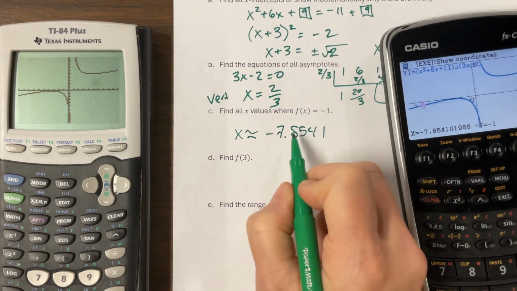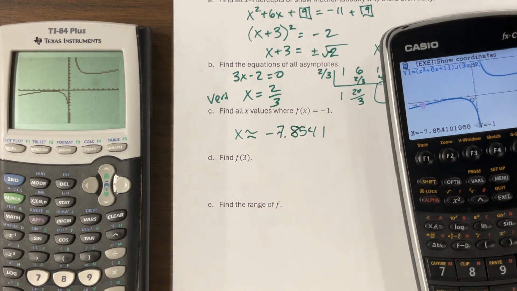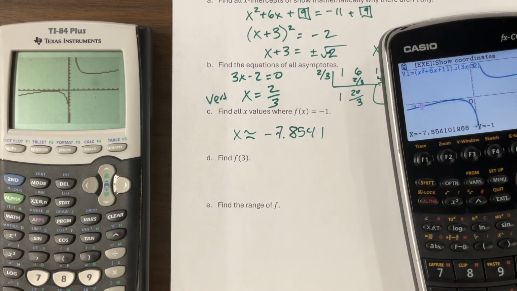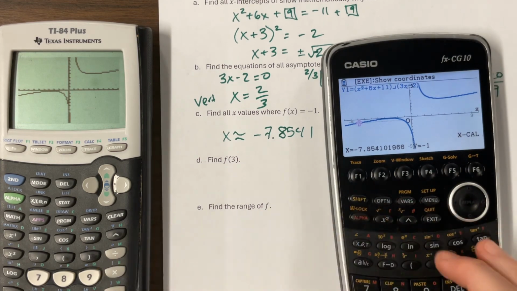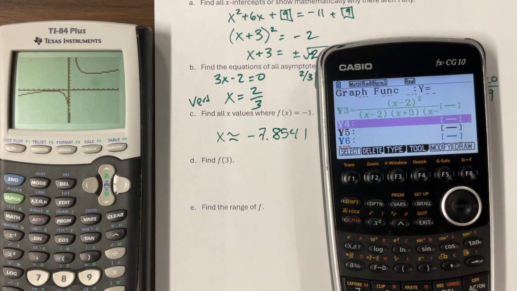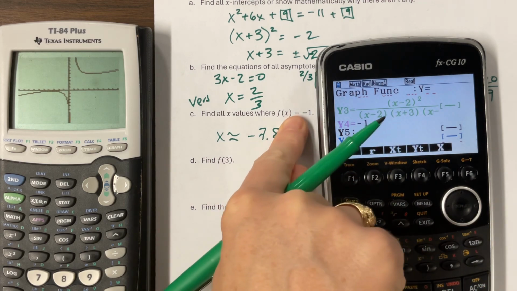-7.8541. Get used to doing 4 decimal places, is what my colleague said. Even though they expect 3, if you give it a 4, you won't be wrong. Over here, the other option would be to come back here and just say y equals, nope, -1. I was looking at the next problem. I'm sorry, it's this one right here.